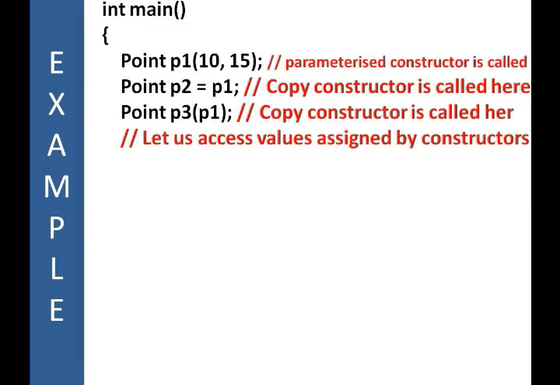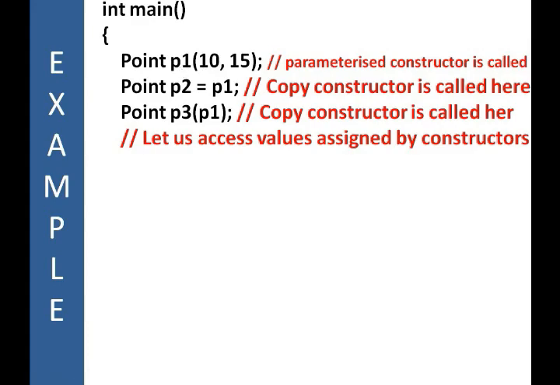And here is the main program. First is point p1 10, 15. In this case we have two parameters. So the parameterized constructor will be called from here. We have two constructors in the program. One is the parameterized constructor and one is the copy constructor.